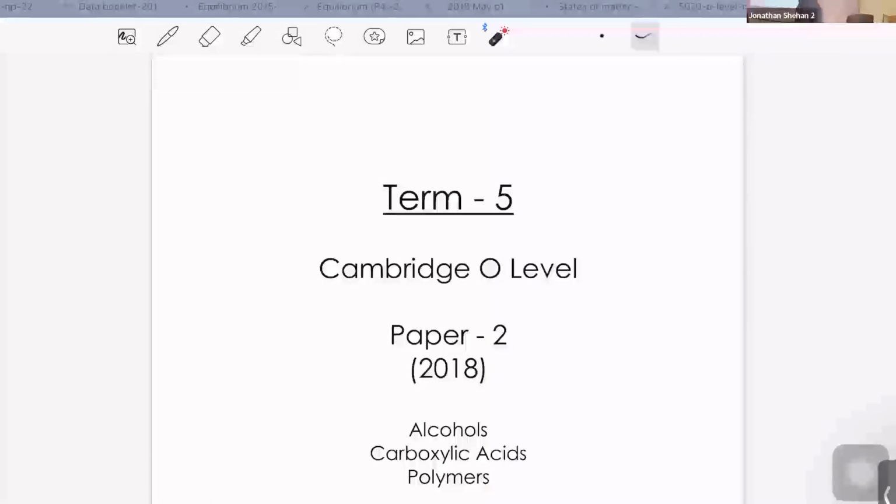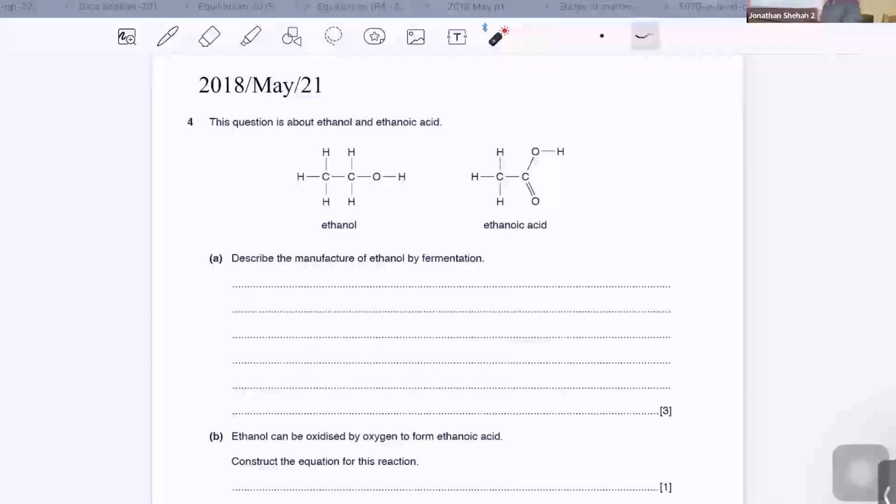Today, we will discuss questions related to organic chemistry. From that, I have taken mainly the lessons coming under alcohols, carboxylic acid, and the polymers. So, with the question, I will revise any theory knowledge that you need to do the question.